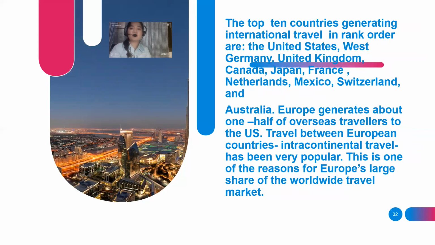Okay, so the top 10 countries generating international travel, in rank order. Number 1 should be the United States, followed by West Germany and the United Kingdom, because as we mentioned, the top travel flows come from Europe and the US. So it's no surprise that if you rank the countries according to the most generated international travel, number 1 is the United States, followed by West Germany, United Kingdom, Canada, Japan, France, Netherlands, Mexico, Switzerland, and Australia. These 10 countries are the top generators of international travel.